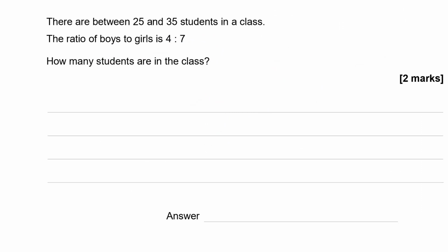There are between 25 and 35 students in the class. The ratio of boys to girls is 4:7. How many students are there in the class? Well, if the ratio is 4:7, then the number of students in the class has got to be a multiple of 4 plus 7. It's got to be a multiple of 11. And the only multiple of 11 between 25 and 35 is 3 lots of 11. 33. So there must be 33 students in the class.